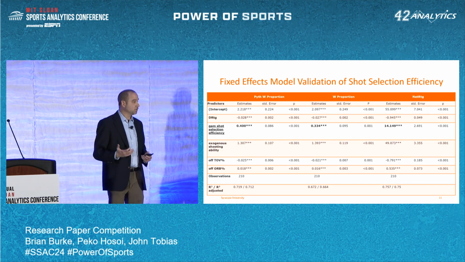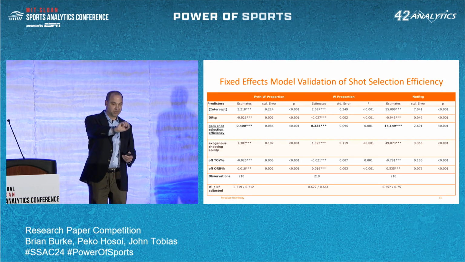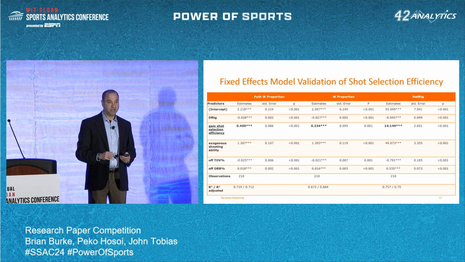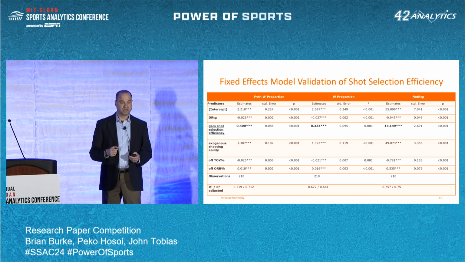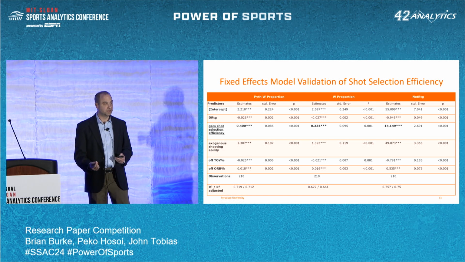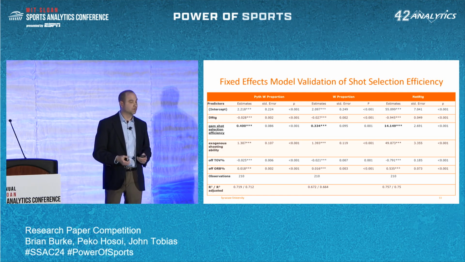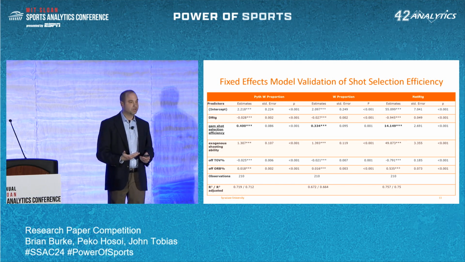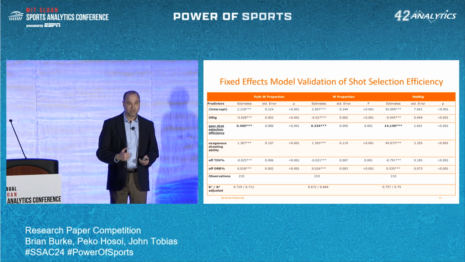So here's our first set of results, our primary results. And you'll see in the boldened row, the coefficients on shot selection efficiency are positive, highly significant. So this is a robust result that validates that shot selection efficiency is contributing to team performance in the NBA from our data period 2016 through 2023.